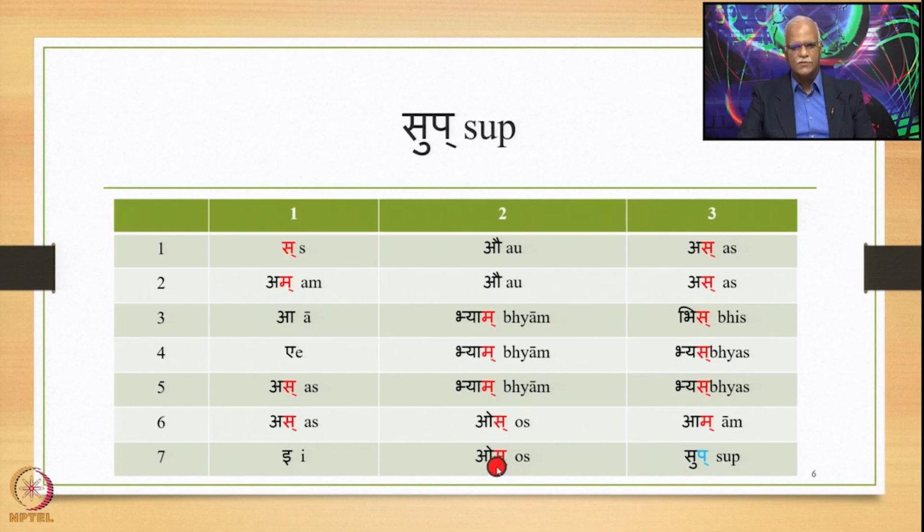So when these sups come into close proximity with the other subantas, at the beginning of which appears a pratipadika, or a tinganta at the beginning of which appears a verbal root, then this is modified in a particular manner. This is what is known as swadi sandhi.